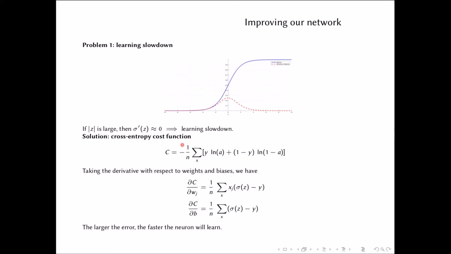So one of the solutions is to change the cost function. We introduce the cross entropy cost function, which can be written in this way. If we take the derivative with respect to the weights and biases, we see we don't have that sigma prime there anymore. And the good news is, the larger the difference between the prediction and the correct answer, that is, the larger the error, the larger the gradient is, and the faster it will learn. So that's exactly what we want.